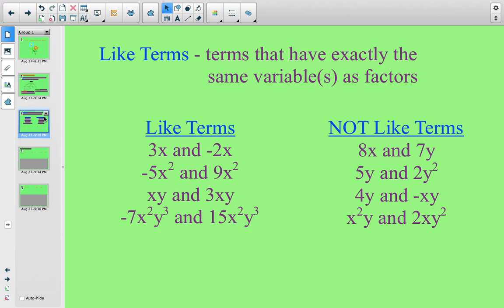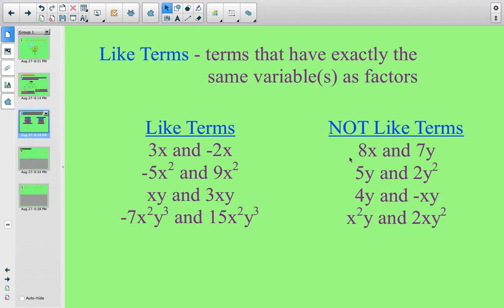So in order for us to combine like terms, we first of all have to know what terms are like terms and which ones are not. We will only be able to add and subtract terms that are considered like terms. For terms to be like terms, they have to have the exact same variable or variables if they have more than one. So you have two lists on your screen right now. In the left side list, you see some examples of pairings that are like terms. So for example, 3x and negative 2x are like terms because both of them have a variable of x.